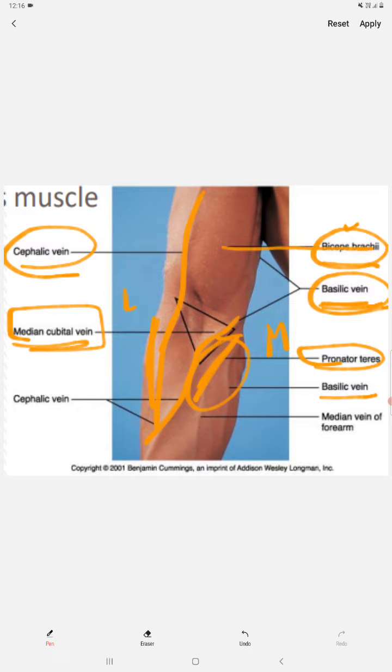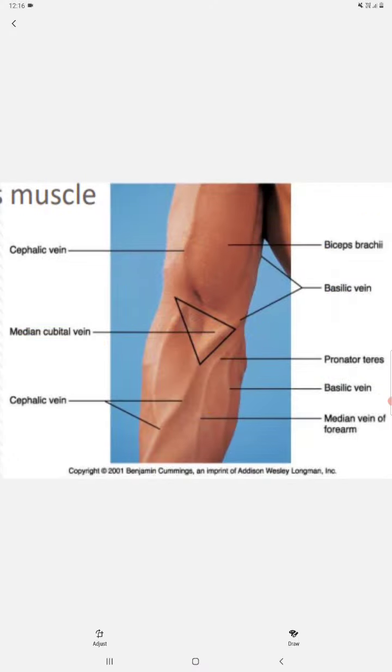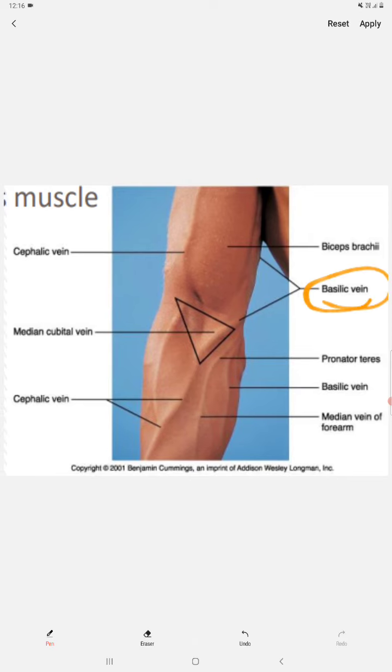So we can clearly observe the veins in this picture, right? We can see the basilic vein, which is present on the medial side, you need to remember, and the cephalic vein, which is present on the lateral side of the body, right? The two muscles bounding the cubital fossa are the pronator teres and the brachioradialis. The pronator teres will bound the medial side, and the brachioradialis will bound the lateral side of the cubital fossa.